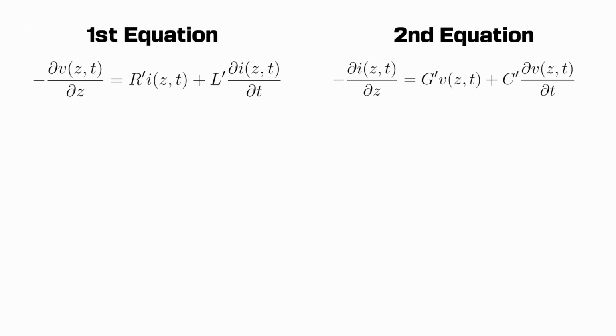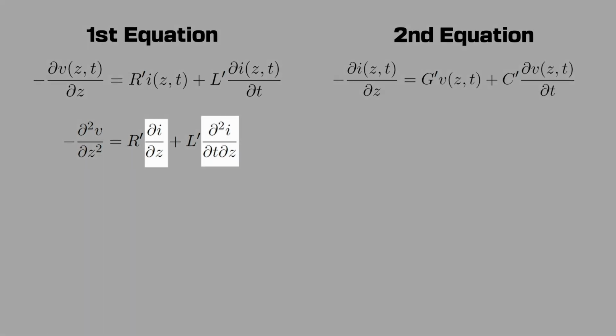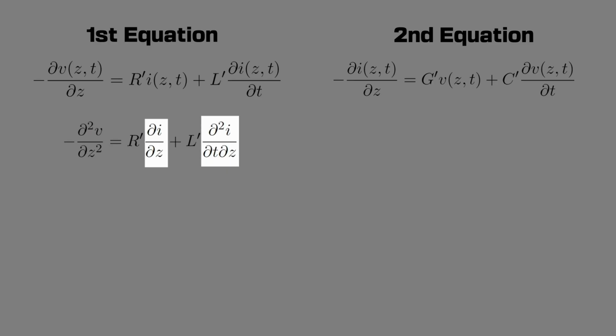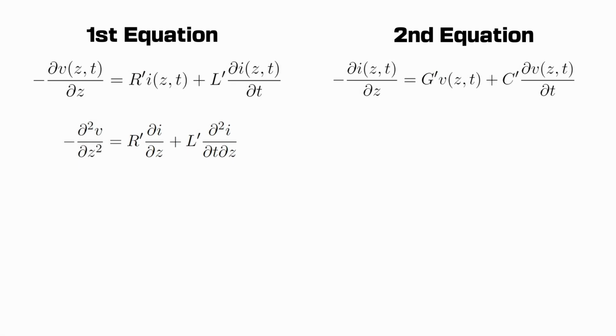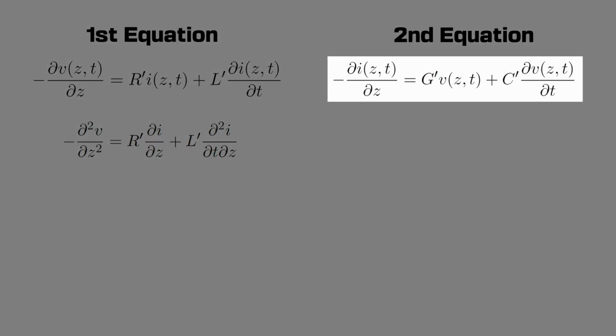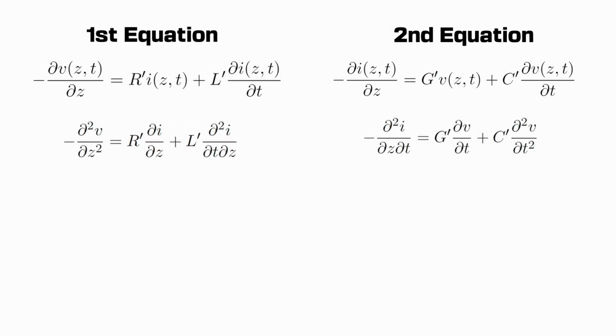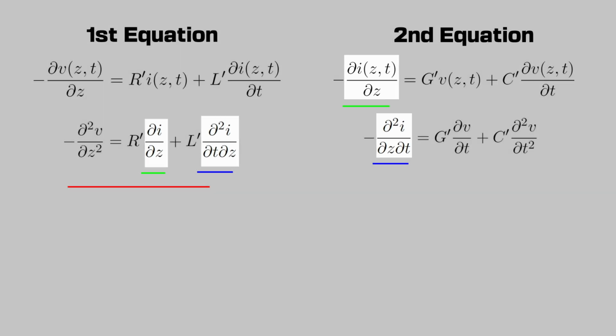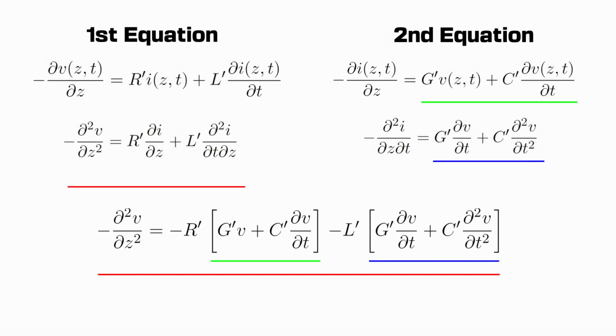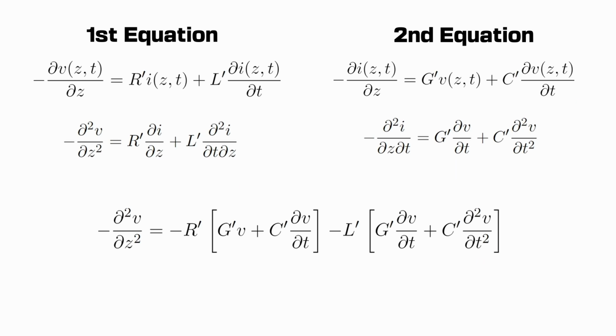In order to solve these equations, we need to create a single second-order PDE. Let's start by taking the derivative with respect to z of our first equation. We now need to find terms to replace ∂I/∂z and ∂²I/∂t∂z. Let's try taking a derivative with respect to t of our second equation. We can now substitute these two terms into this equation and create a single second-order partial differential equation. We can now algebraically simplify our equation.